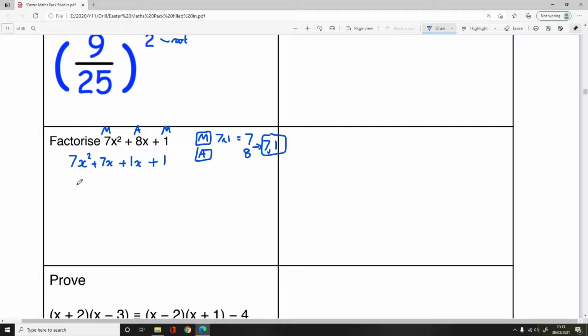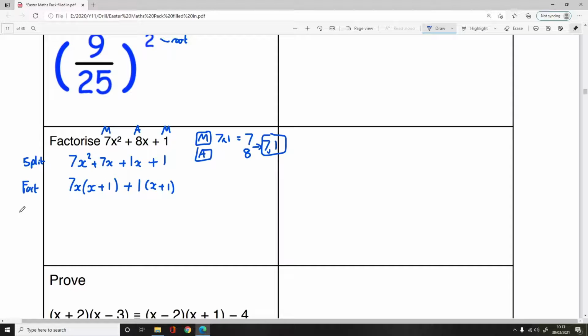What do you do then? You factorise each half. So we have a step which is to split, and then a step which is to factorise. So we basically draw an imaginary line down the centre. I can put 7x into both of these terms and it would factorise to be x plus 1. I can put 1 into both these terms and it will be x plus 1 inside the bracket. And if those brackets are the same, you know you've done this right.